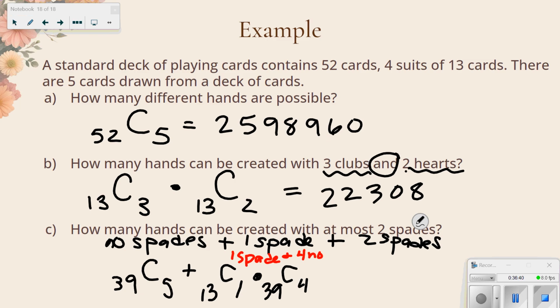Then lastly, we have 2 spades and 3 non-spades together. So 2 spades, what would that situation look like? Great. What about 3 non-spades? 39 C 3. Good, 39 C 3. And I would multiply those 2 together.